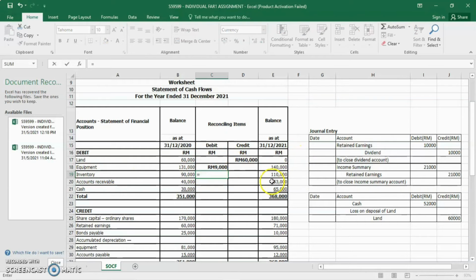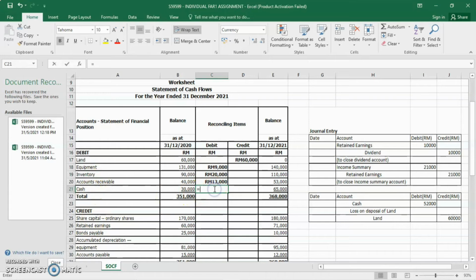Inventory, 110,000 minus 90,000 and get 20,000. Increase in inventory by 20,000, we put it in debit column because inventory is debit balance. So when inventory increase, we put it in debit. Account receivable, 53,000 minus 40,000 and get 13,000. Increase in account receivable by 13,000, we put it in debit column because account receivable is debit balance. So when account receivable is increased, we should debit.